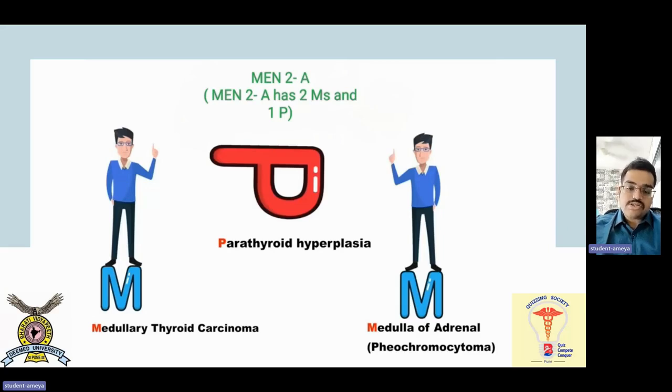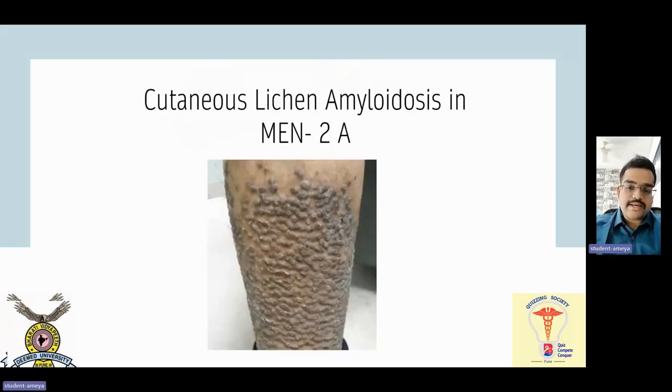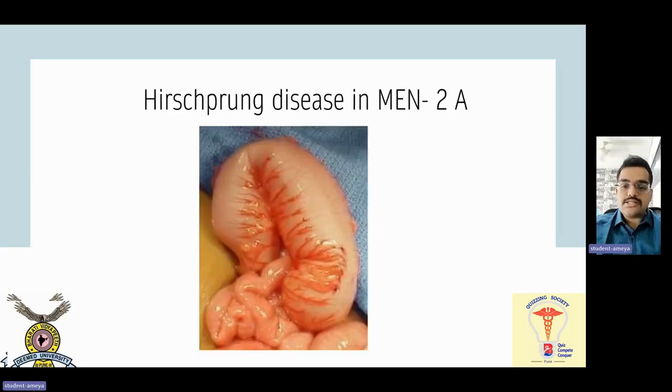The other manifestations of MEN2A are not that commonly asked, but just to complete the topic, they are Hirschsprung's disease and cutaneous lichen amyloidosis. This is cutaneous lichen amyloidosis in MEN2A. And this is Hirschsprung's disease in MEN2A. If I have to describe Hirschsprung disease in one word, that one word would be congenital aganglionosis.